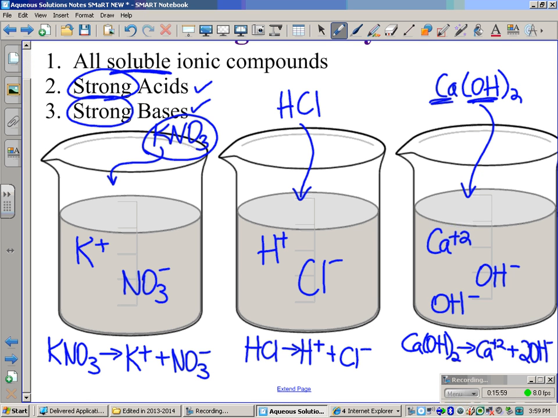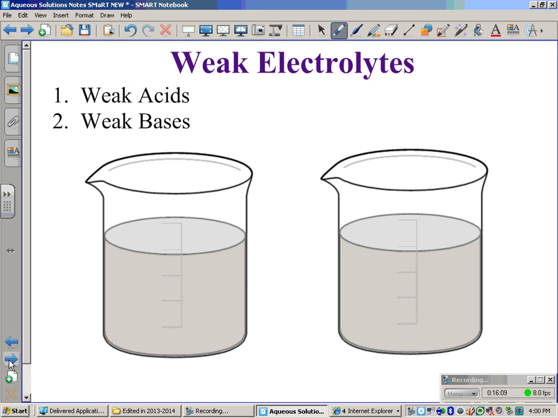For now, you can assume that it's just soluble. So any soluble ionic compound, any strong acid, and any strong base, all of them, when you put them in water, completely dissociate. If we move on to weak electrolytes, the word weak indicates it will conduct electricity, just not quite as well as the strong electrolytes will. The weak ones are pretty easy. They're pretty straightforward. The only things that are weak electrolytes are weak acids and weak bases.